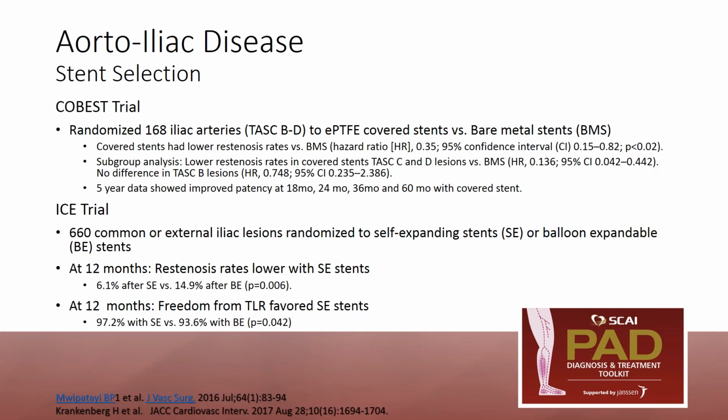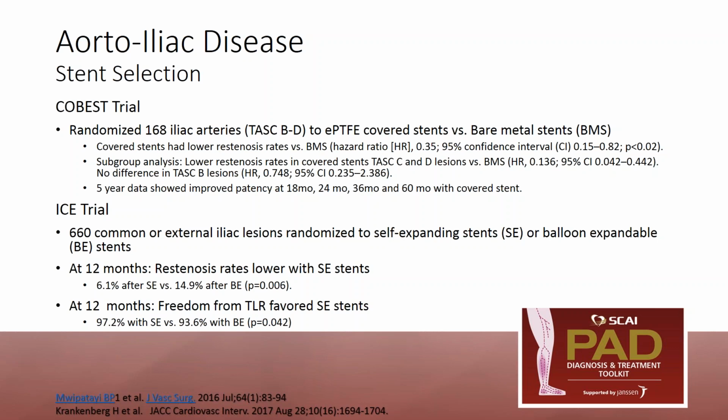You could place it more accurately because you're going to inflate a balloon. However, if you look at this data, it was very interesting. If you look at 12 months, the restenosis rates were lower with self-expanding stents, 6.1% after self-expanding versus 14.9% after balloon expandable. And the freedom from TLR favored self-expanding stents at 97% versus 94%. Now, that's pretty good freedom from TLR at one year. Again, almost 94% patent, even with the balloon expandable.